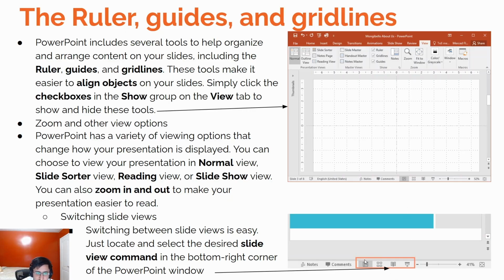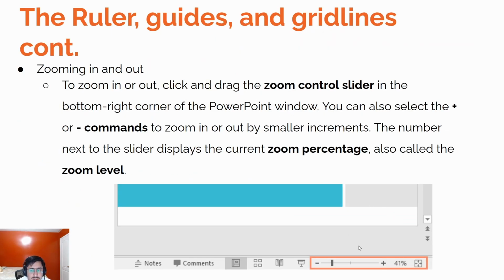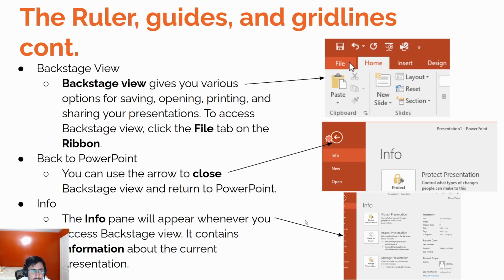So again, we have normal view, slide sorter view, reading view, and slideshow view. So again, we can slide in and out to make our presentation easier to read. Then switching slide views is easy. Just locate and select the desired slide view command in the bottom right corner of the PowerPoint window here. And then zooming in and out, again, pretty straightforward. We can click and drag along this, or we could use the plus or minus command, right, to set the zoom level.